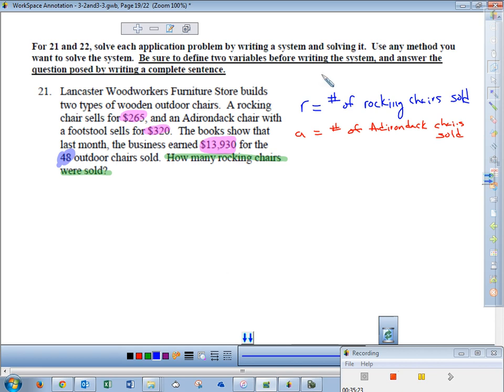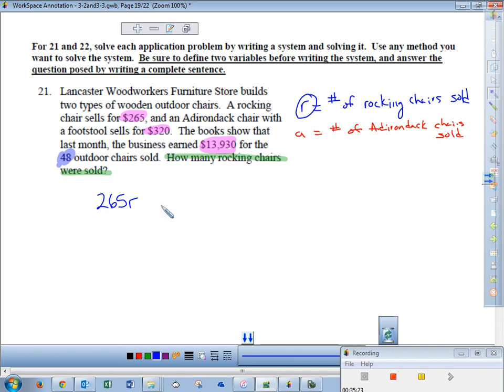And that's the hard part for people to buy in. It's like, I don't know. Now you do know. You made up a number for it. It's called R. You sold R rocking chairs. At how much a piece? So 265 times however many rocking chairs you sold, right? Again, if I go back to numbers, if you sold 3 of them, wouldn't you figure out you take 265 times 3, and that's how much money you got for it, correct?